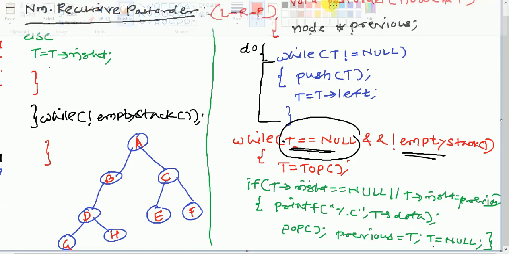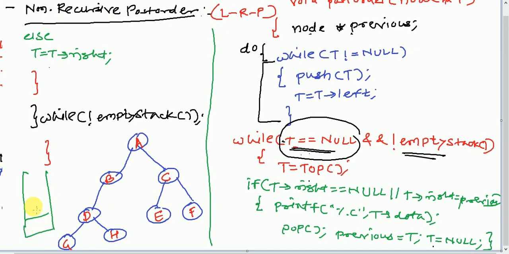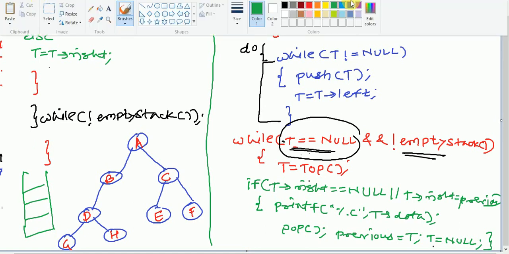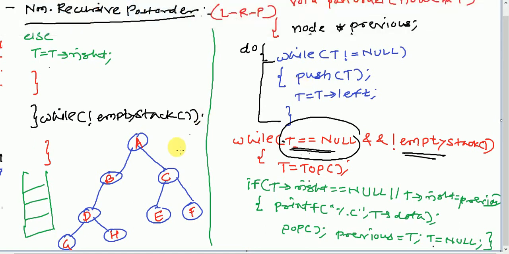Okay, so now I'll draw a stack because we are using a stack here. Now let us proceed. So we are passing the root. So root is A. While this T is not null, we are pushing that into the stack. So I'll push A. I'll come to B. I'll push B. I'll come to D. I'll push D. I'll come to G. I'll push G. Now after G, left is null. So this while loop will break here.